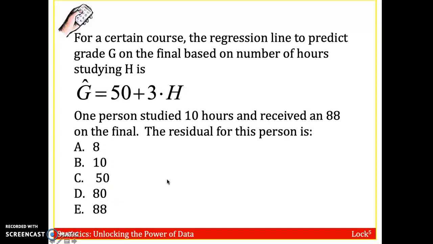All right, same regression line with the same variables. If one person studied 10 hours and received an 88 on the final, what is the residual? In this one, you would take observed minus predicted. So the observed is 88, minus the predicted from the last slide, 80. The difference is 8. So a residual of 8 for this student.